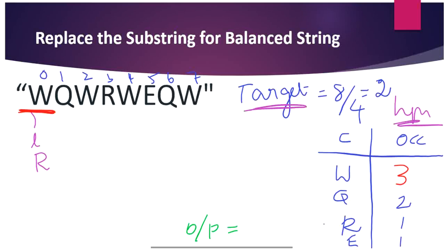We are going to move our pointer R. Now we have moved our pointer R to the second character, and we are going to check if we replace the characters from left to right, will our string become balanced.